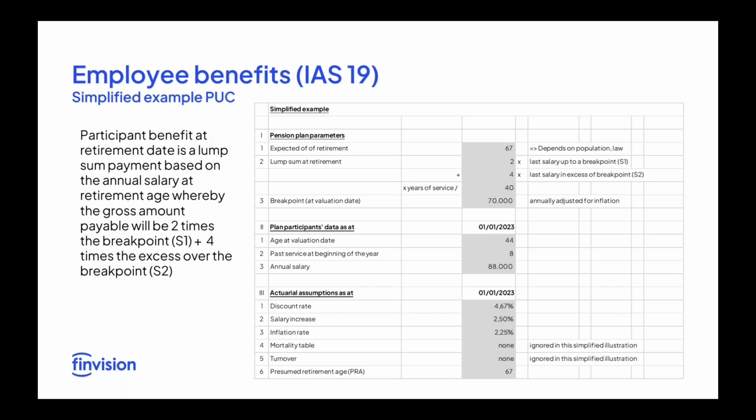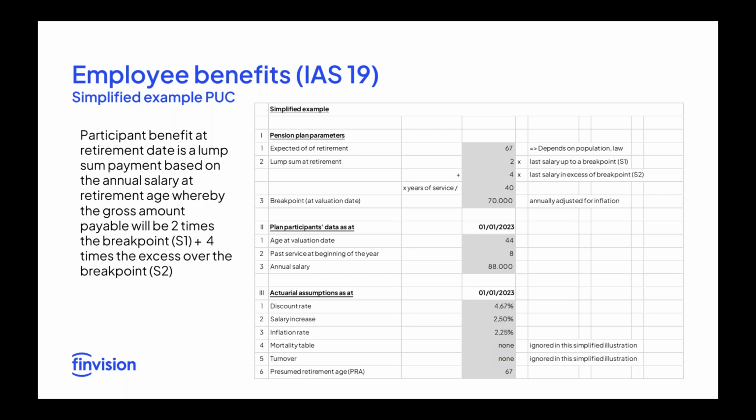Okay. The breakpoint, they can also call it differently in a plan. I call it a breakpoint now. This is annually adjusted for inflation. So here you already see inflation will be an assumption that we will have to consider. Currently, the age of the person is 44, and he has already worked 8 years since the beginning of the year. So he has already 8 years of service performed at the valuation date, and his annual salary today is 88,000 euro.